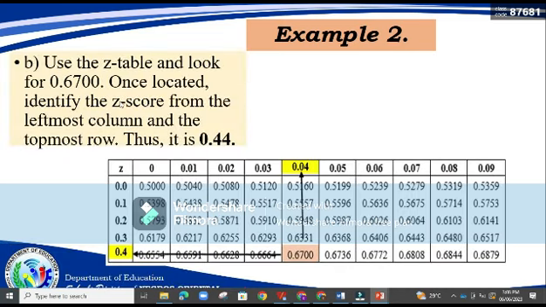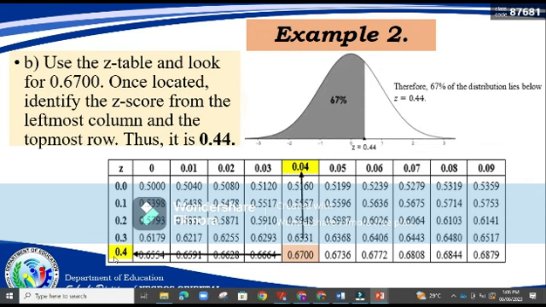So, use the z table and look for 0.6700. Once located, identify the z-score from the leftmost column and the topmost row. So that it is 0.44. So you have here 0.6700, exactly this is the area. So we can easily find the z-score, which is 0.44.